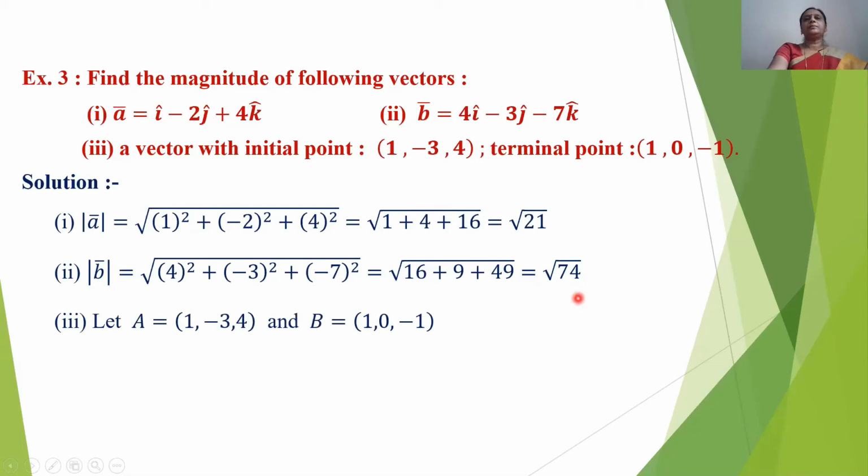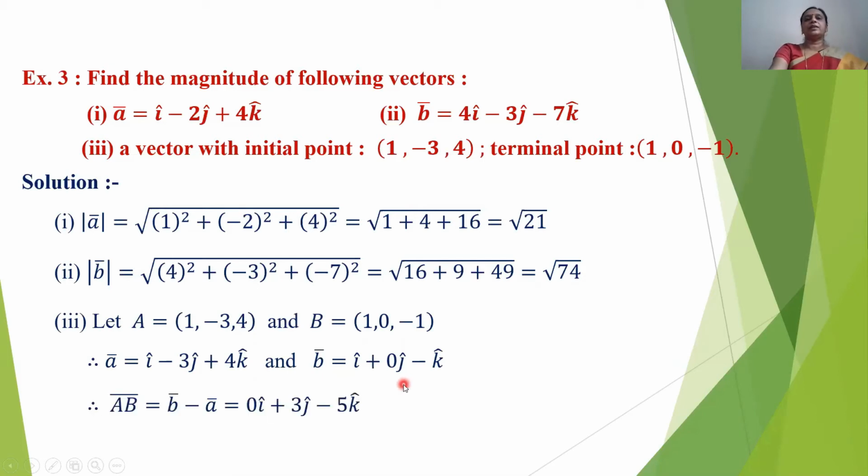Okay. Now in the third problem, initial and terminal point of the vector are given. Let the initial point be A (1, -3, 4) and terminal point be B (1, 0, -1). Then find the vector AB bar. For that you consider a bar be the position vector of this point A and b bar the position vector of point B. A bar will be i minus 3j plus 4k and b bar will be i plus 0j minus k. Then AB bar means B bar minus A bar. First you write down position vector of terminal point, then minus position vector of initial point. AB bar will be B bar minus A bar.